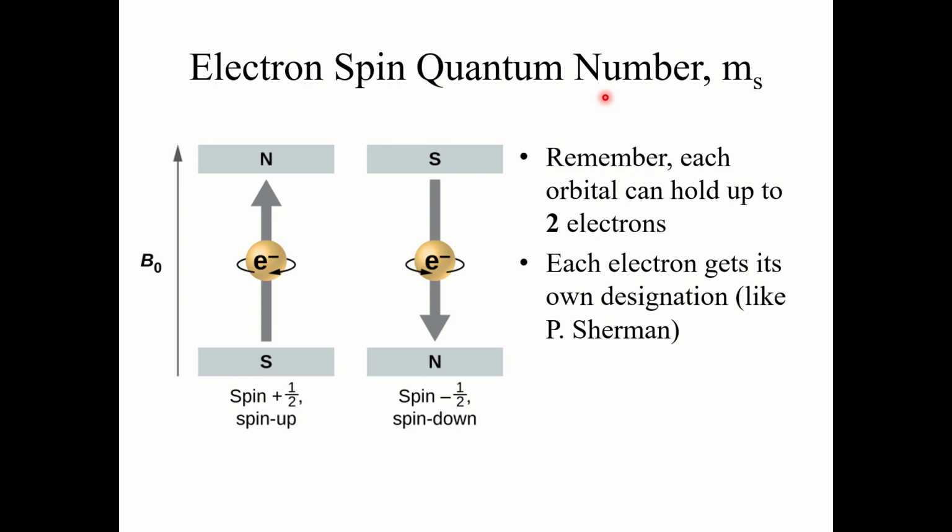So we need a way to differentiate them, because every electron needs its own set of quantum numbers, like an address. It gets its own designation. If the electron is spin up, we say m sub s equals plus 1/2. If the electron is spin down, we say its m sub s value is negative 1/2.